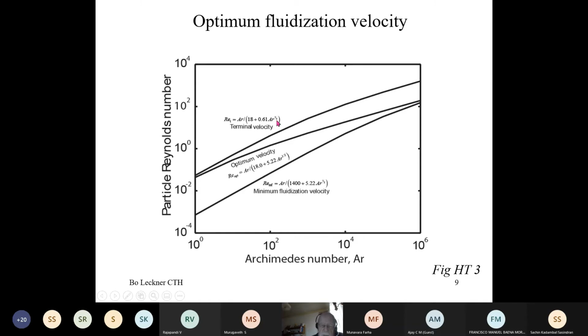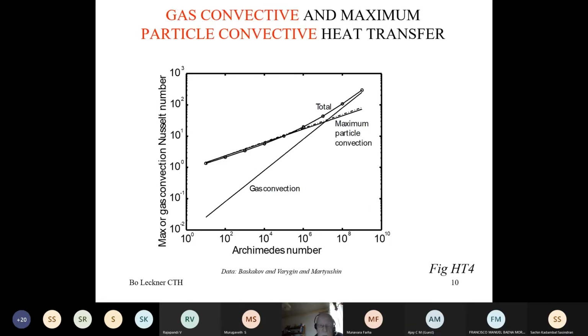And the other connecting expressions here reveal that there is a relationship between the Reynolds number and the Archimedes number. And this is what motivates the interchange of Reynolds number and Archimedes number in some heat transfer correlations that you will see in the following.